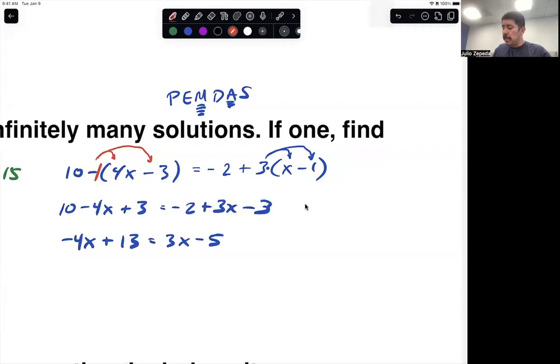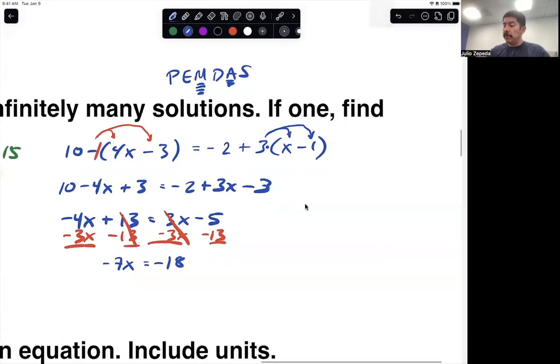Let's go ahead and subtract 3x from the right side. Do it to the left side as well. And at the same time, let's go ahead and subtract 13 from the left side, and we'll do it from the right side as well. So negative 4x minus 3x is negative 7x equals negative 18. Then we can divide by negative 7.